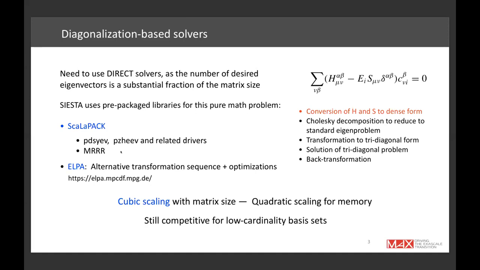We have also offered more recently other solvers in the Scalapack. Then more recently, we have implemented an interface to the ELPA library, which offers an optimized experience compared to Scalapack. It has a different sequence, taking the original matrices to the tridiagonal form, and it's more efficient and scalable. Still, this approach to solving the electronic structure problem has cubic scaling with matrix size, and quadratic scaling for memory because of this dense form of the matrices.